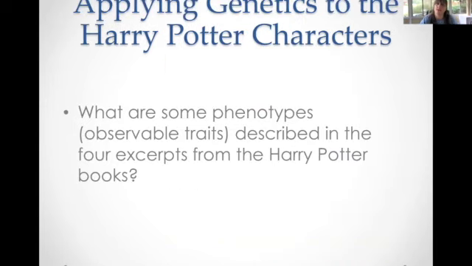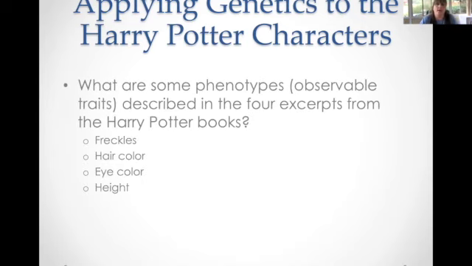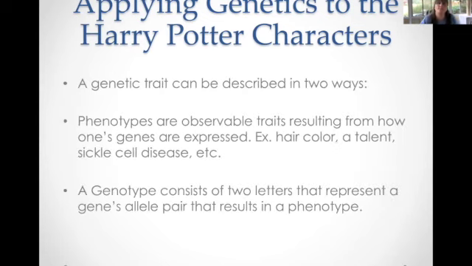Now, here it says, what are some phenotypes described in the 4 excerpts from the Harry Potter books? Well, kind of already told you. We've got the hair color, we've got the freckles, we've got the eye color, and we also have the size of Hagrid. These are all things you can 100% see. So here we go. Here's the 4: freckles, hair color, eye color, height.